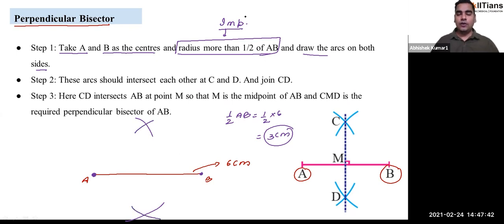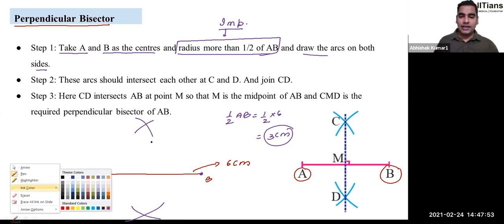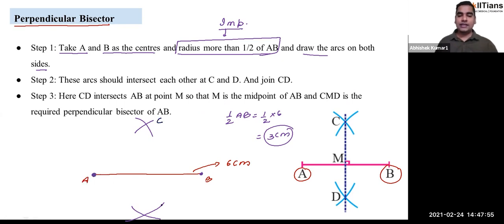And you will observe that these two arcs above AB and below AB are going to cut each other at a particular point, and we are going to give a name to that point. Let's say the point where they intersect above AB is C, and the point where they intersect below AB is D. So we got C and D. Now all you have to do is join C and D using a straight line. If you do that properly, you will automatically get the perpendicular bisector. So I am joining CD here.